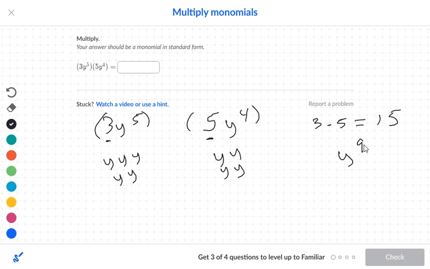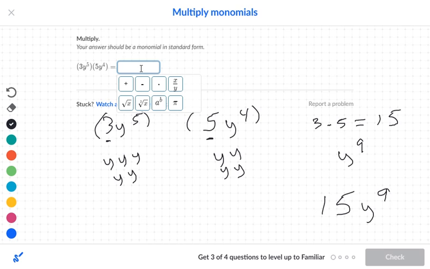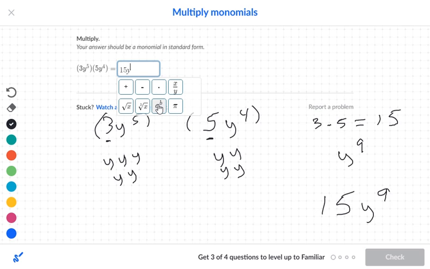So you want to go ahead and multiply your numbers and just count up your letters. So doing that, my overall answer is going to be 15 y to the ninth. 3 times 5 is 15. List out your letters and just count them up, and that's how I got y to the ninth. So I'm going to type in 15, press the letter y, use the AB key for the exponent, put your exponent in, and we get 15 y to the ninth.